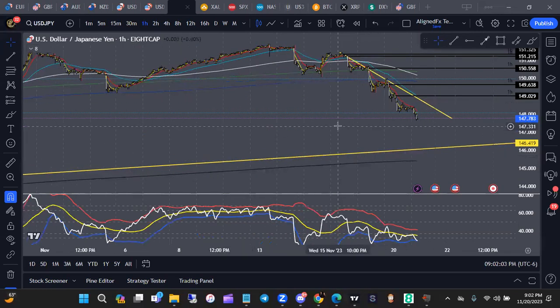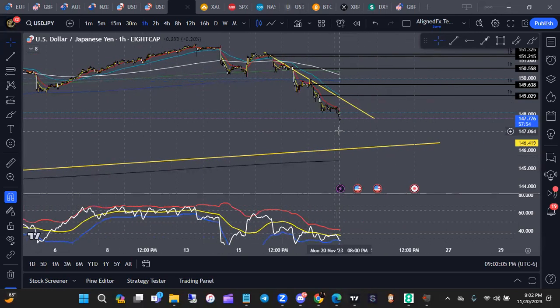But just keep an eye out, look for continuations down until we get major signs of reversals, and then we'll be good to go.